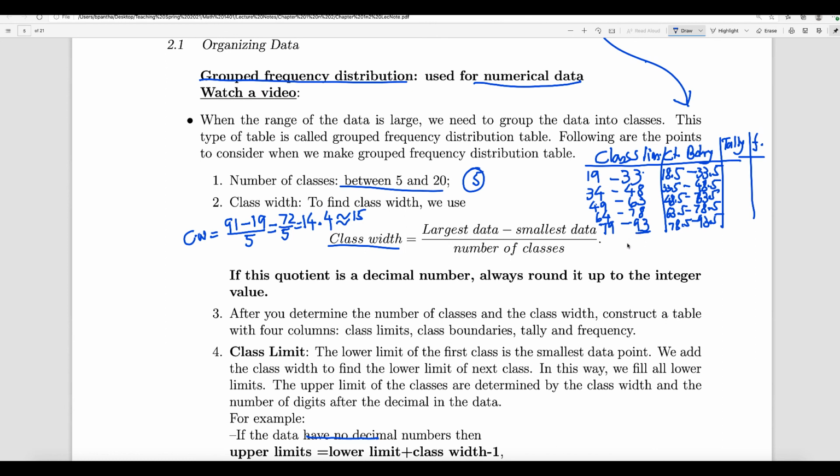So what decided 0.5? The thing is, this is the gap. The gap between this number and that number is 1. So half of 1 is 0.5. That's what we did here. Okay. All right. That's how we find out the class boundary.